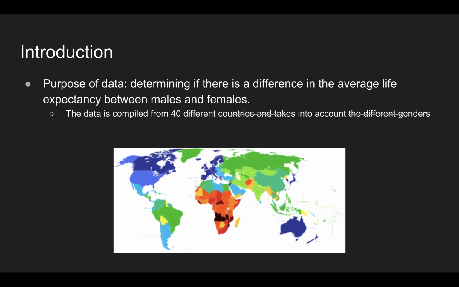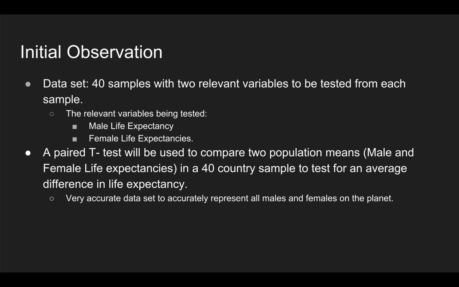The data is compiled from 40 different countries and takes into account the different genders. Initial observation. The dataset was compiled of 40 samples with 2 relevant variables to be tested from each sample. The relevant variables being tested were male life expectancy and female life expectancy.